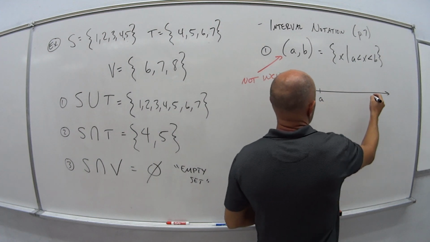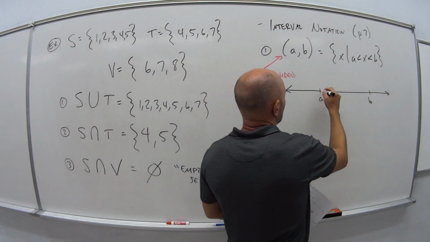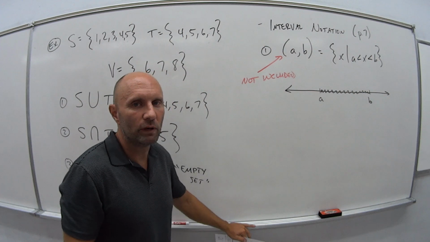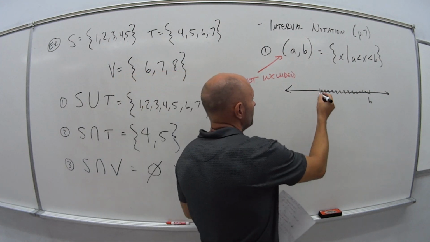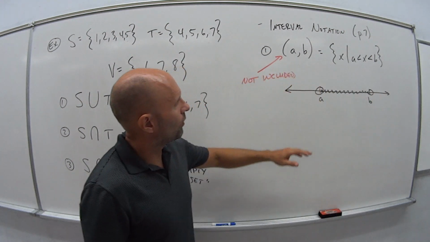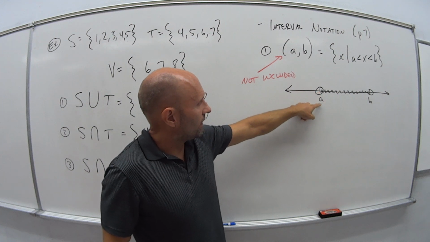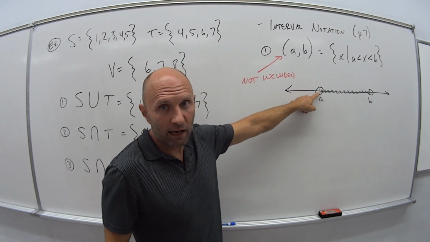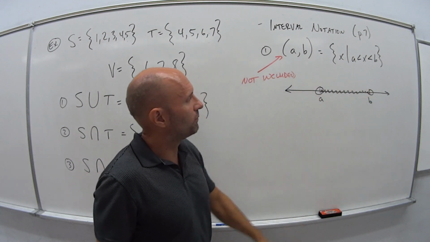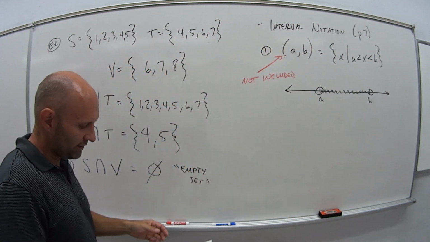If we were to look at this on a number line, if I have some number A here and some number B, it's all the numbers between A and B, but A and B aren't included. And so the way we notate this is with an open circle. So all three of these things mean the same. An open circle here at A, so A is not included, B is not included, but everything else in between is. And that's what this notation, A comma B with parentheses, means.